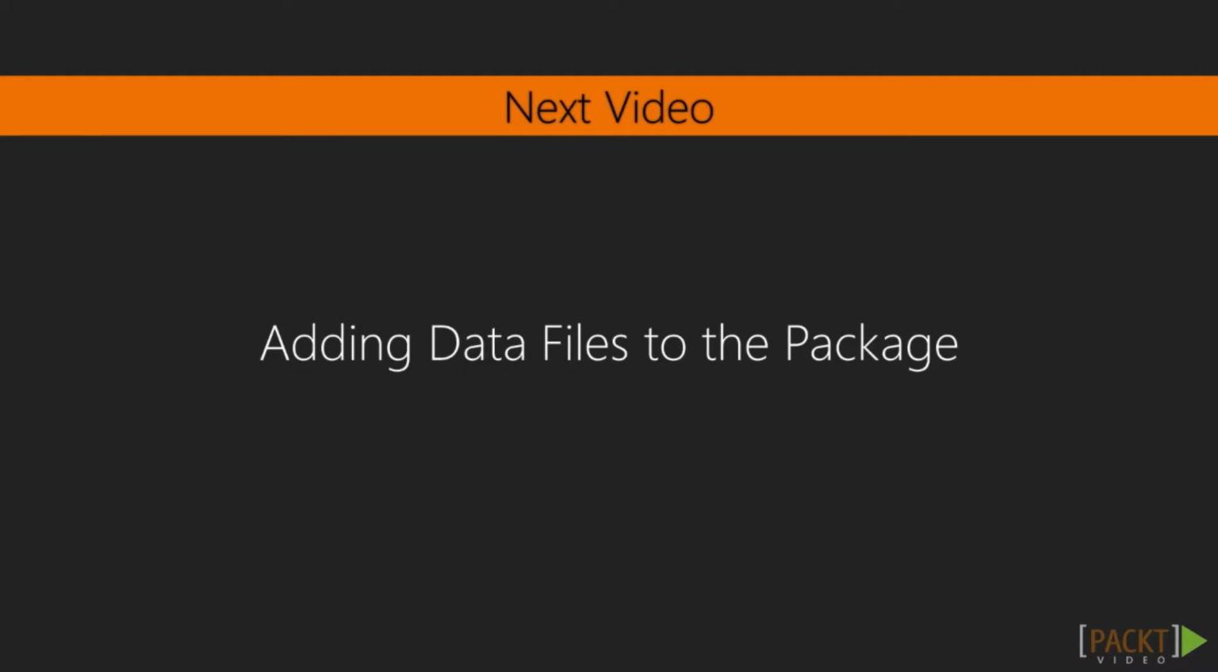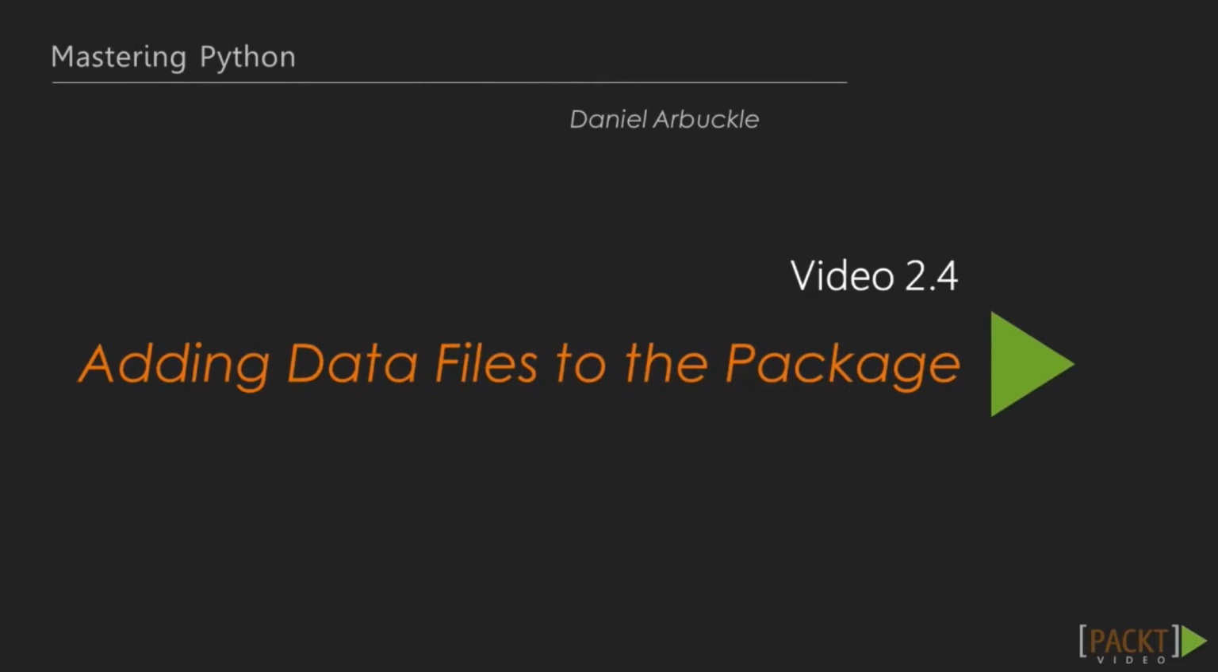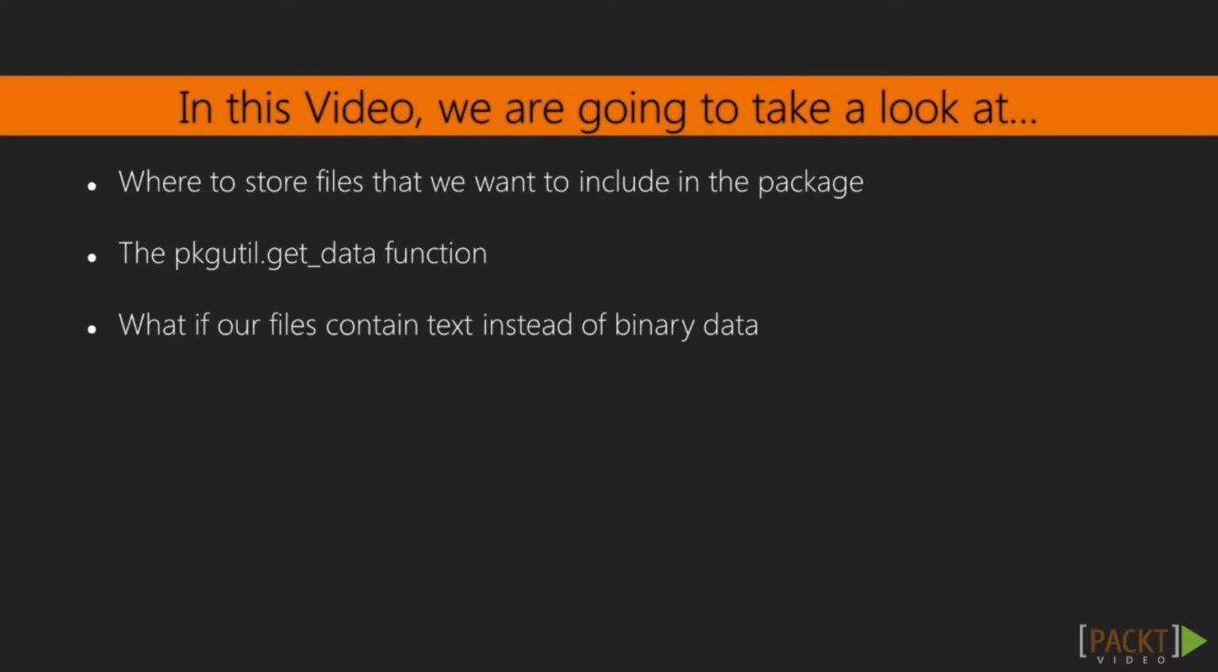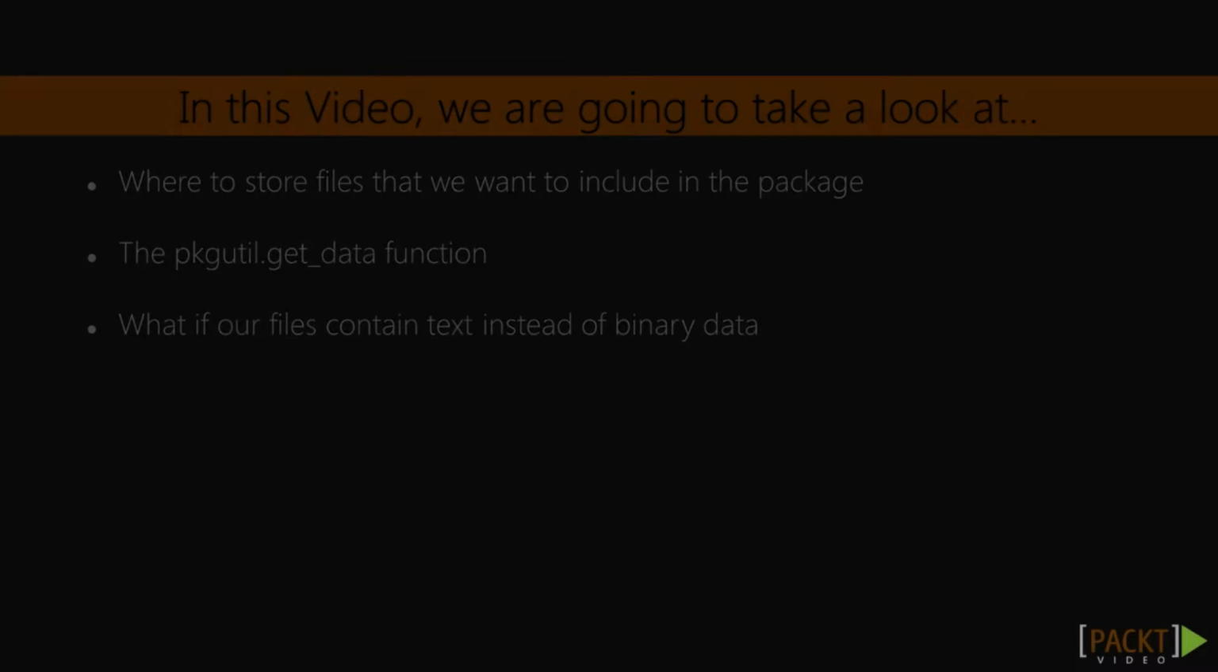Now we have a pretty good handle on importing within a package. Let's move on to adding data resources to the package. 2.4, adding data files to the package. So we're going to look at where to store the files that we want to include in a package, and the pkgutil.get_data function for retrieving that information. We're also going to see how to handle the situation when our files contain text instead of binary data.